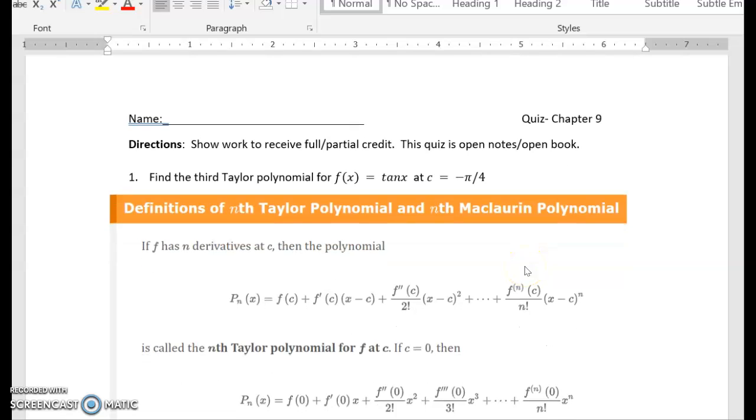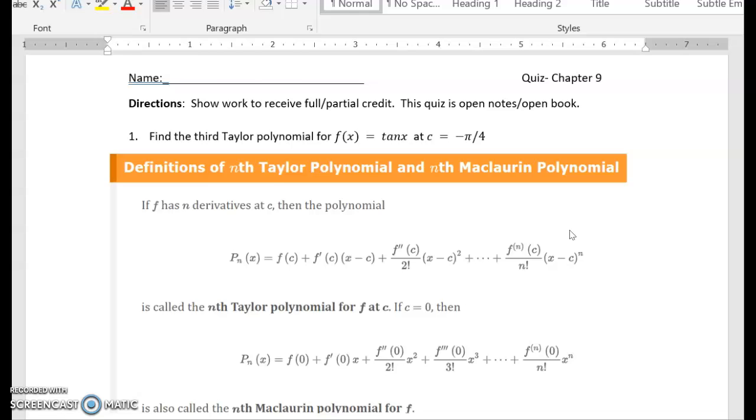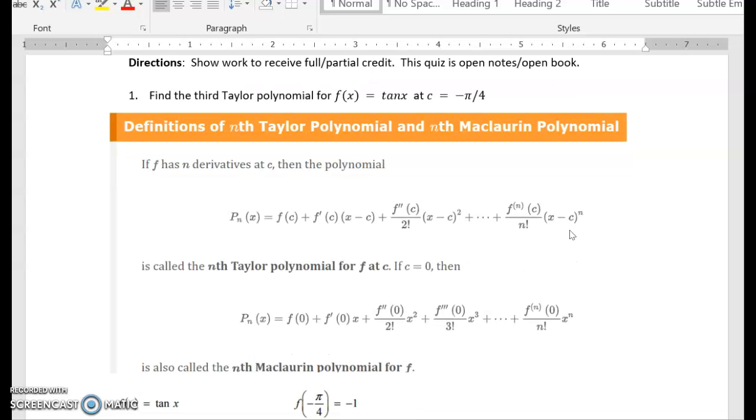Okay, find the third Taylor polynomial for f of x equals tangent x at the x value of negative pi over 4. All right, so the first thing I'm going to do is review my formula, right? There's a lot of formulas for our different polynomials and series in this chapter. And this is something I'll give you on the final because it's a lot, okay?